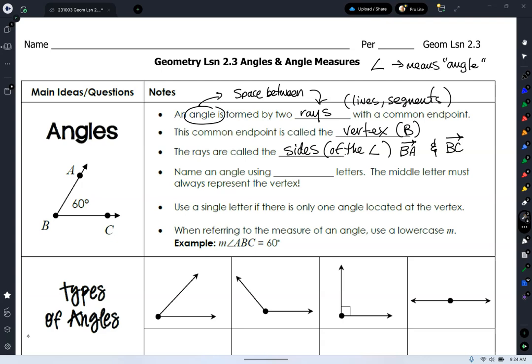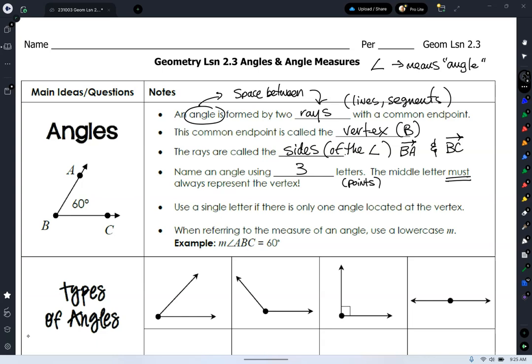So the angle itself, and this is where I want to be very clear, the angle itself is the space in between. That's what I want to be clear on, your language of what you understand an angle is. It's a notation of space in between two rays or lines or segments. Now, the way that we name an angle is that we use 3 letters, and those letters refer to points, namely the vertex and 2 points on the rays. And the middle letter, we're going to double underline this right here, must always represent the vertex.